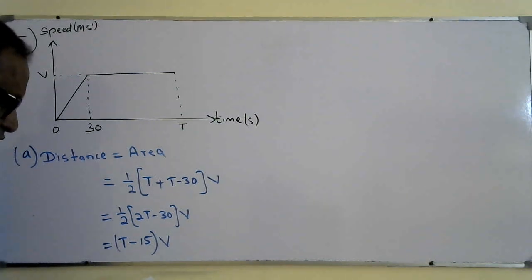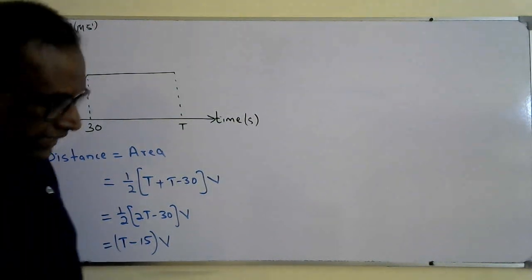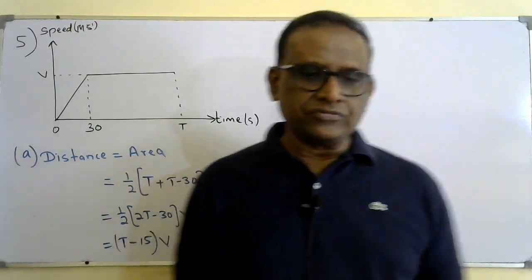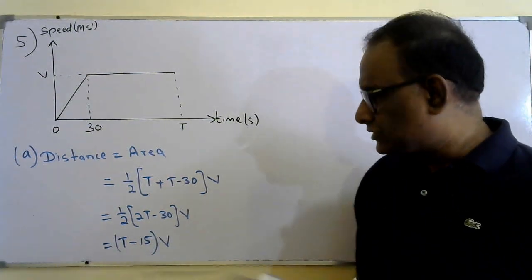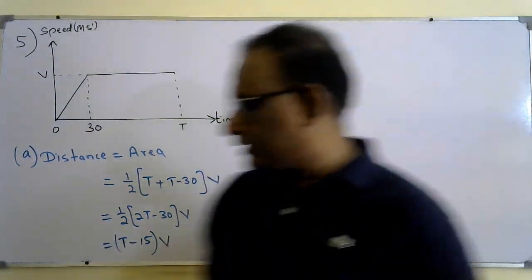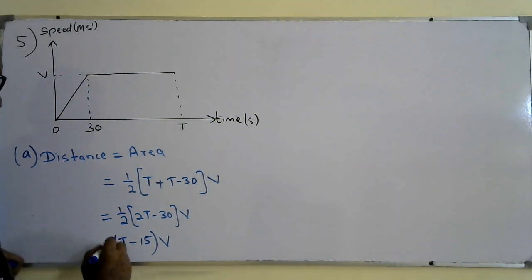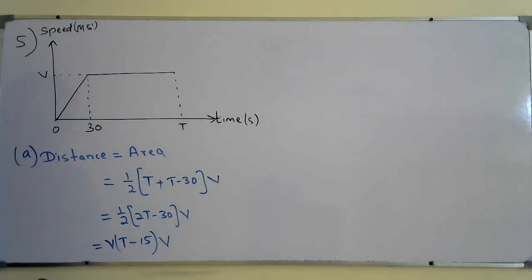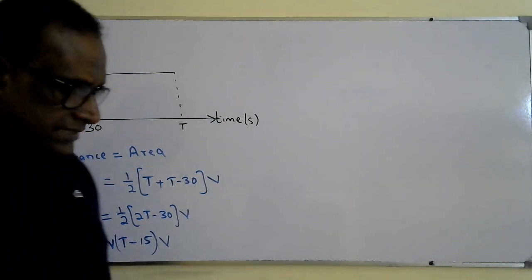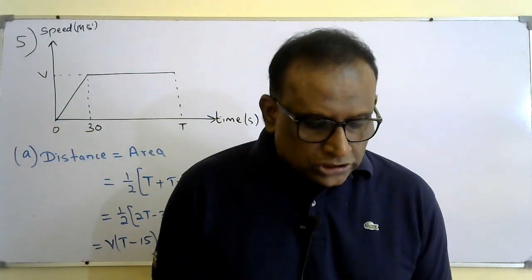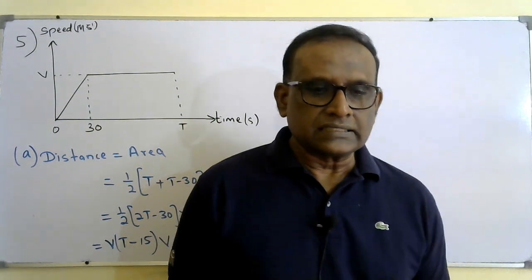They asked us to show this: (T minus 15) into V, or V into (T minus 15), same thing. This is the answer they asked to show. They put the V in front, it doesn't matter, it's not an issue. A into B is equal to B into A. That's the answer they asked us to show, right? That's nothing. Now I'm going to the second part.